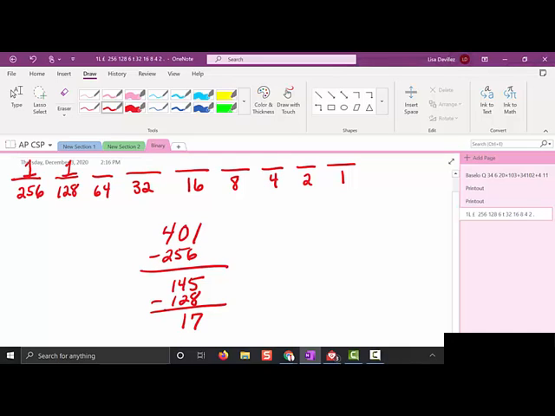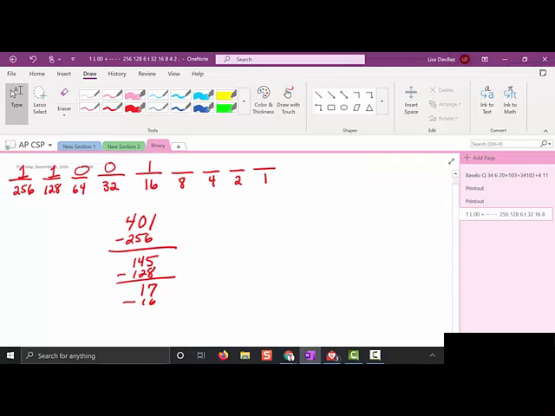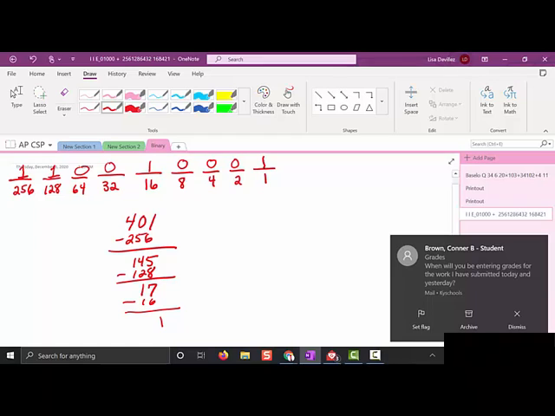All right, so then the next, 64 doesn't, 32 does not. 16 does. So minus 16. Let me make this a little smaller there. Minus 16, that leaves me 1. So 8 doesn't go into 1, 4 doesn't, 2 doesn't, 1 does. Okay, so now let's double check. If I add up 256 plus 128 plus 16 plus 1, I get 401.